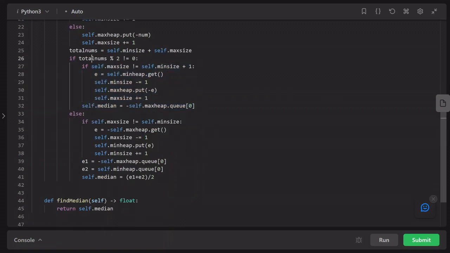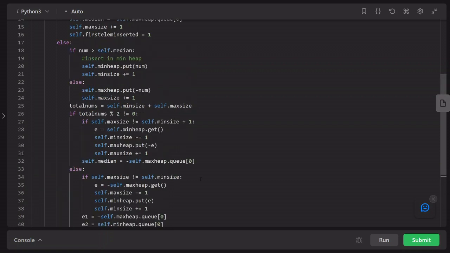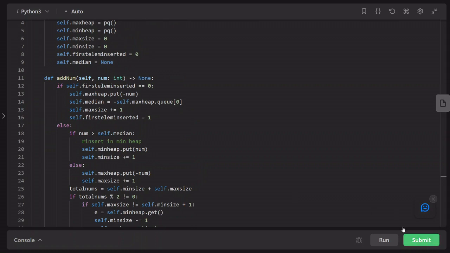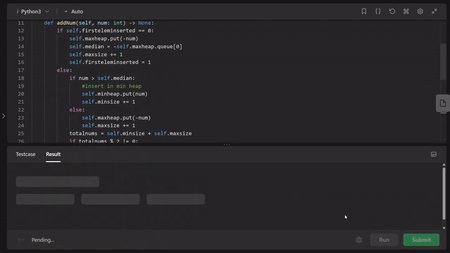Otherwise, if the total number of elements is even, then if max size is not equal to min size, as we have seen in the example on the whiteboard, we extract the element out of the max heap, put it into the min heap, and then we extract the top elements of the max heap and min heap, find their average and declare it as the median. So this is the algorithm. Let's see if our algorithm runs fine.